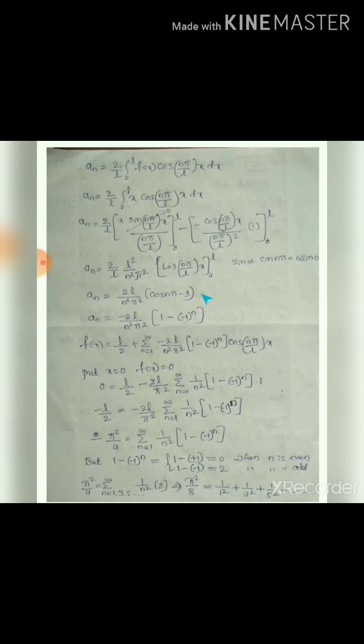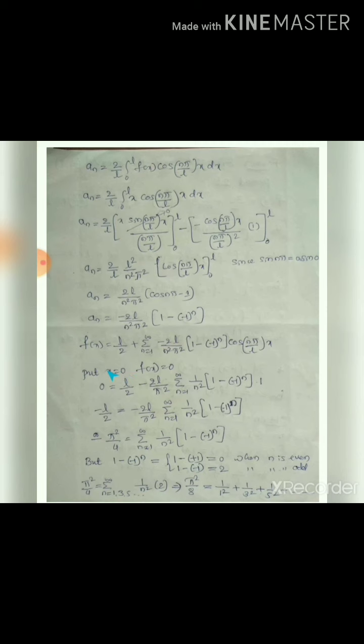And now fill the values of x. Cos n pi L divided by L get cancelled. Therefore cos n pi minus cos of 0 is 1. Take minus 1 to the outside. Therefore minus 2L divided by n square pi square, 1 minus cos n pi, but cos n pi value is minus 1 raised to n. Therefore fill these values in our Fourier expansion formula.